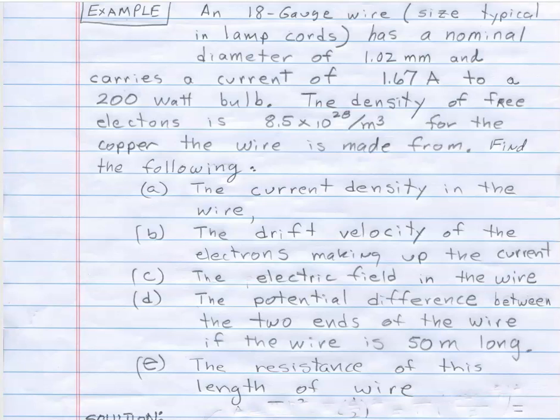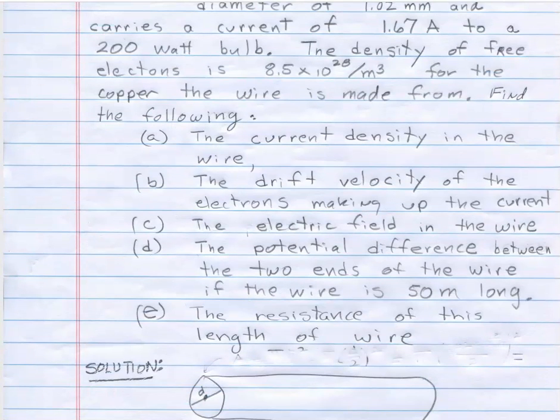This particular wire carries a current of 1.67 amperes to a 200 watt light bulb, so a fairly high wattage light bulb. It's made out of copper, and they tell you the density of free electrons is 8.5 times 10 to the 28th per cubic meter for the copper that the wire is made from. They want you to find the current density in the wire, the drift velocity of the electrons making up the current, the electric field in the wire, the potential difference between the two ends of the wire if the wire is 50 meters long, and ultimately the resistance of the wire.